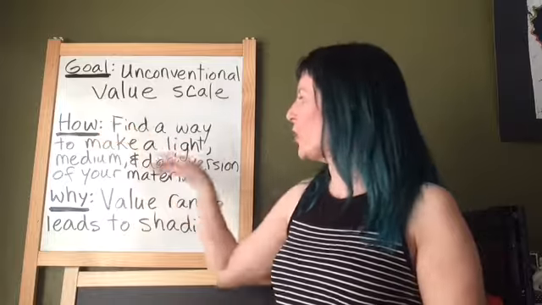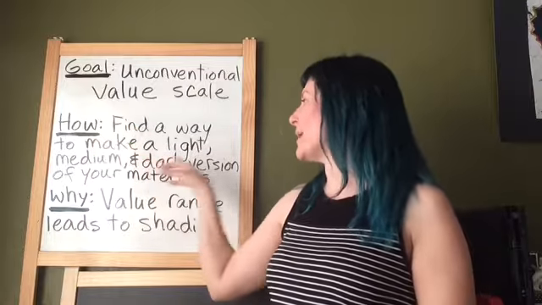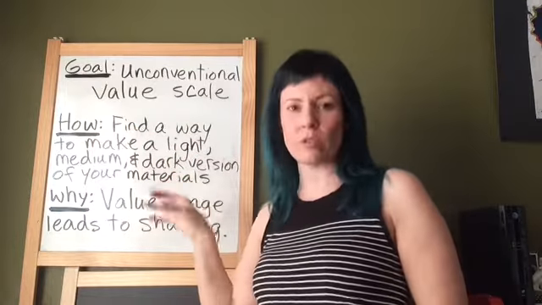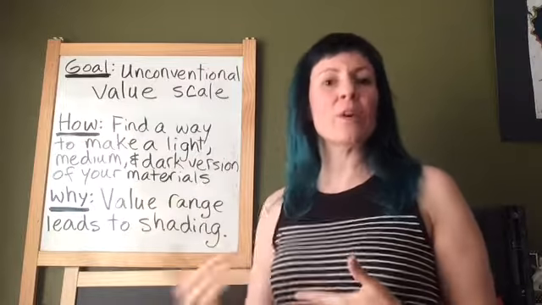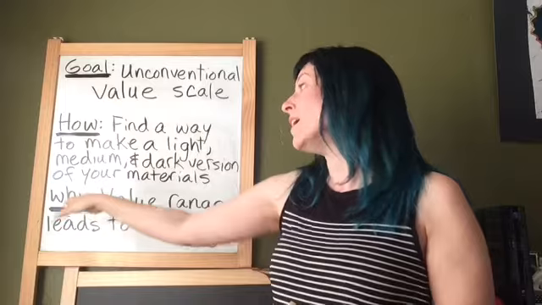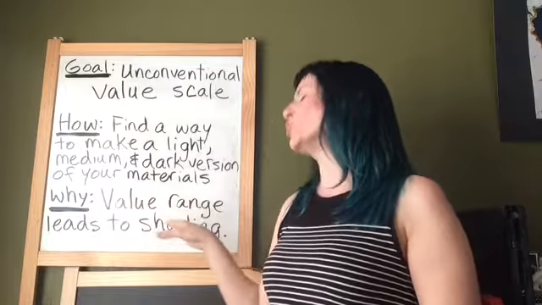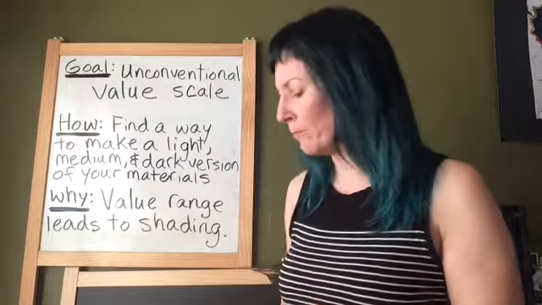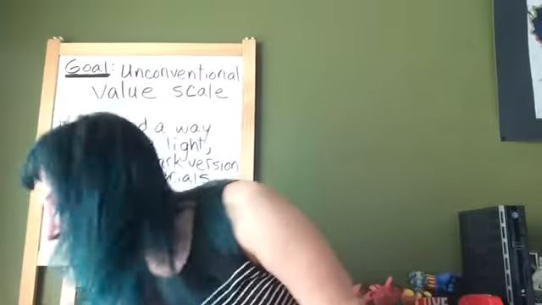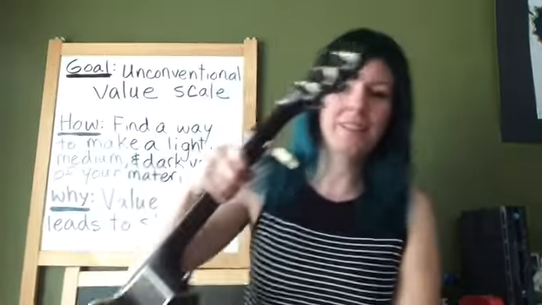How you're going to do that is you're going to find a way to make a light, medium, and dark version of your materials or of your art medium. So we've done lines. Now we're going to take it up a notch. We're going to do value. Why? Because value range leads to shading. So we're going to be able to make some really even more awesome artwork. Now to review value for you.